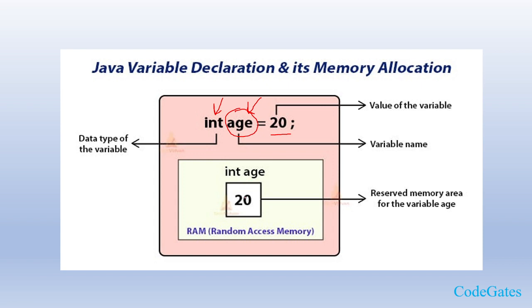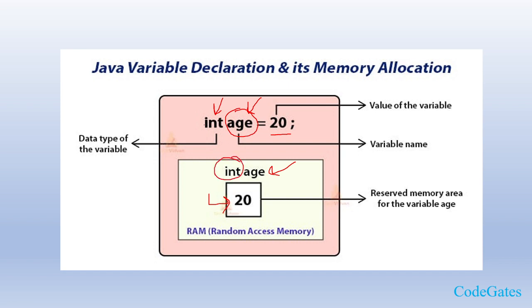So whenever we want to access this value, how will we access it? For that we have to give some name to the variable. That means whenever I want to access the value of age, what will I get? I will get 20 from this memory location. And the type of the variable is integer.